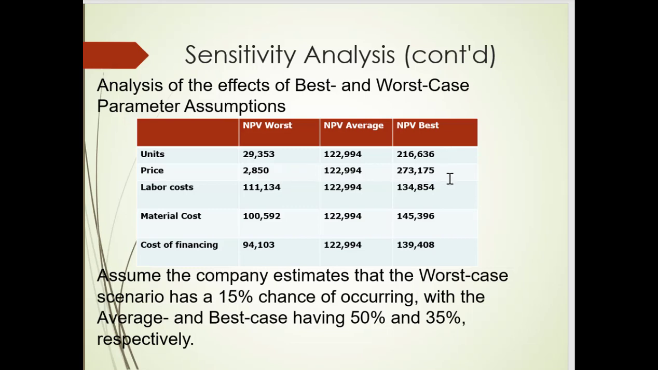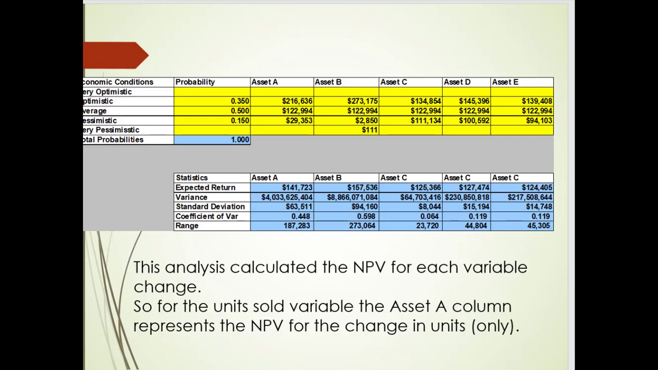What about price? Again, you can see we can calculate the net present value for each one of these potential outcomes. Then if we said, look, there's a 15% chance of the worst, 50% chance of the average, and 35% of the best, now we can do some statistical analysis on each one of these. And we have a specialized worksheet called the Project Risk Analysis Worksheet. Again, you put in the probabilities.